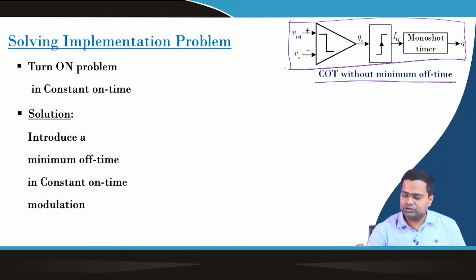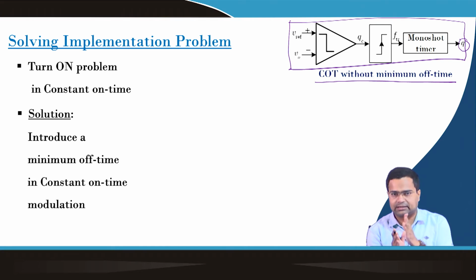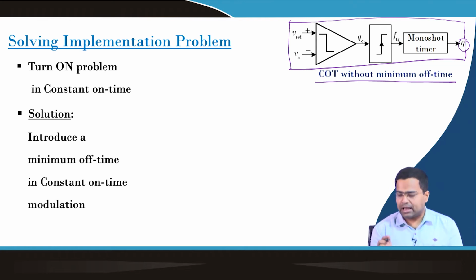That means when the monoshot timer completes its counting value after the on time, the switch will go off, and at the falling edge of Q we need to identify whether the comparator output is still high or not. If it is still high, then we wait for some time while the switch is off, called the minimum off time, and then we again create an edge trigger signal to activate the monoshot timer. So, by that way we need to introduce it.